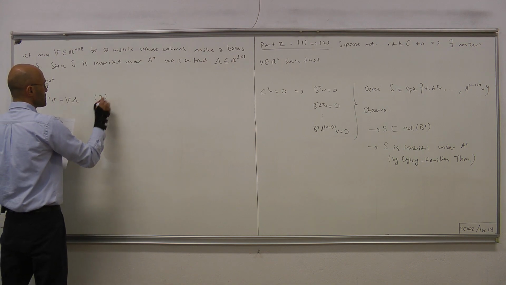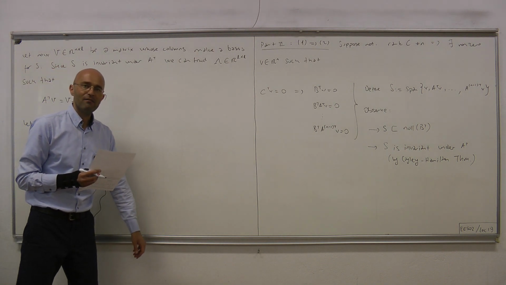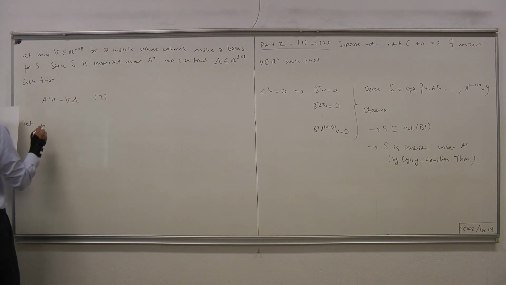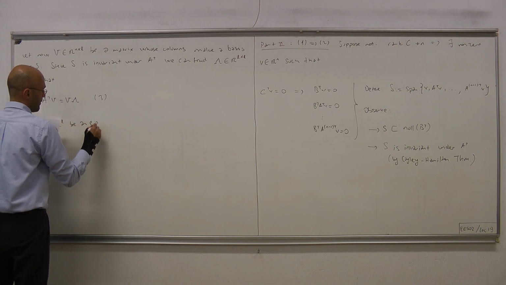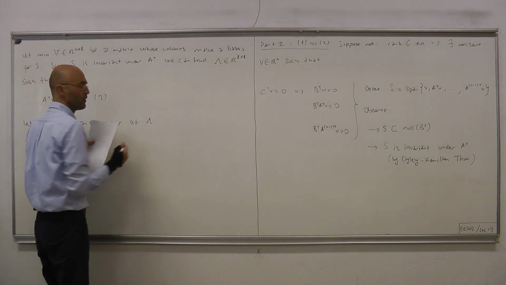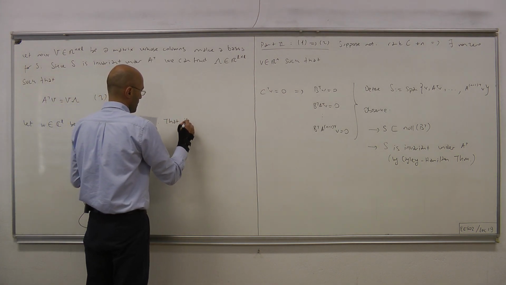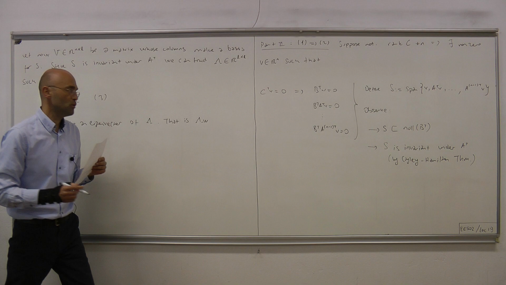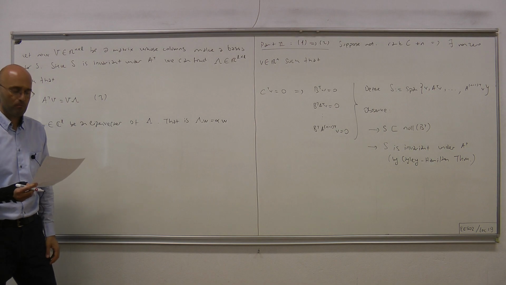So let's call this equation 3. And now, since lambda is a square matrix, it will have at least one eigenvector. Let W be an eigenvector of the square matrix lambda, that is, lambda times W equals alpha times W for some alpha.